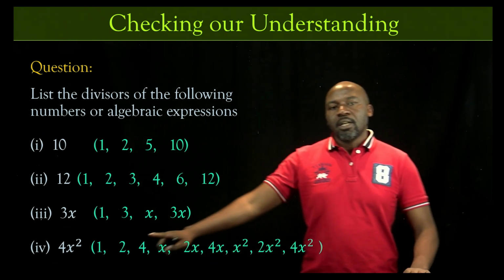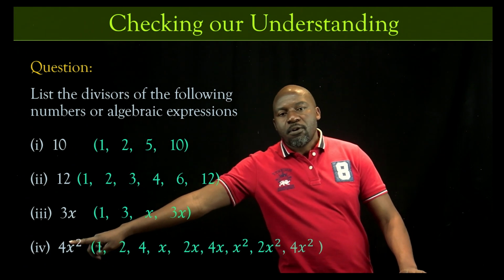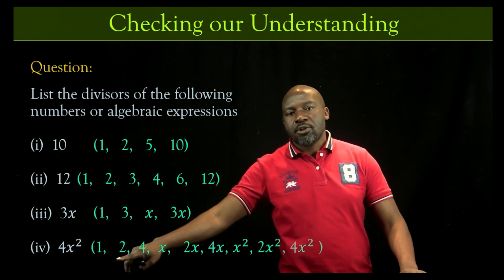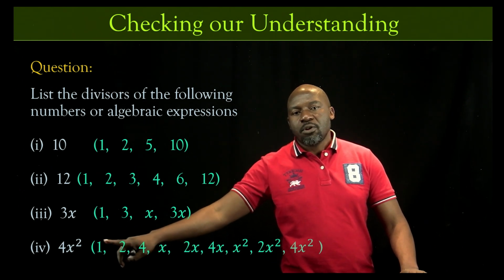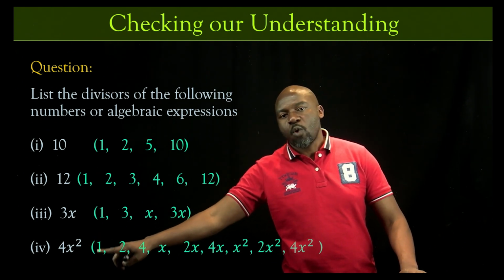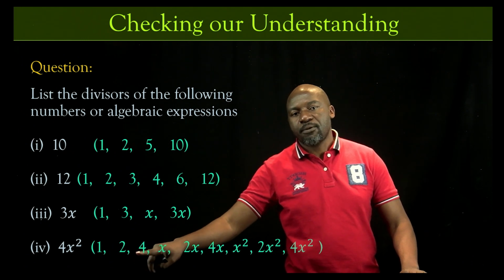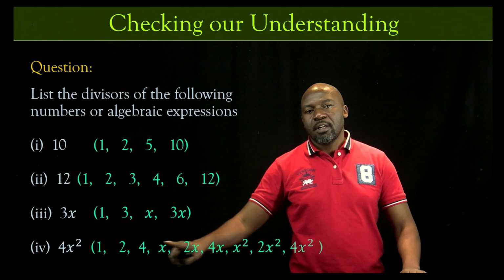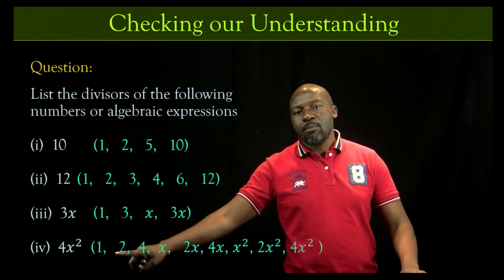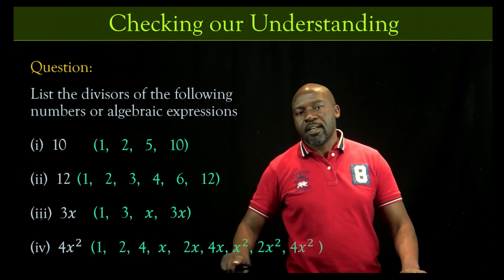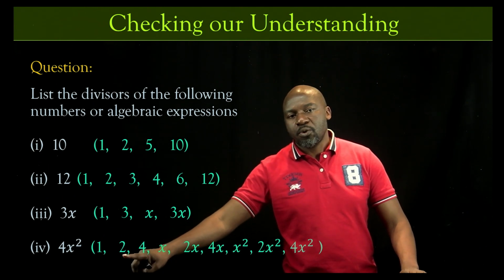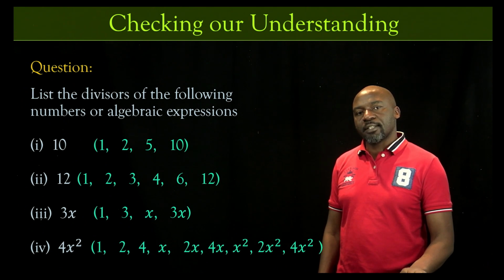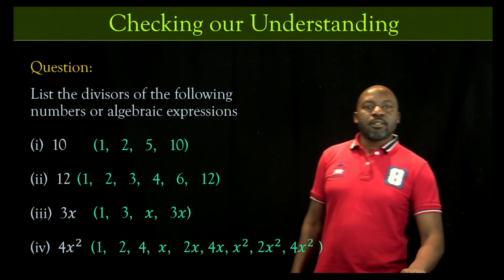See the pattern? So for 4, the factors of 4 are 1, 2, and 4. And then because we have x, we must have 1x, 2x, and 4x, which is what you have here. And then because there is an x squared also, we must have 1x squared, then 2x squared, and 4x squared. So that's how you determine those factors. All right, let's move on.